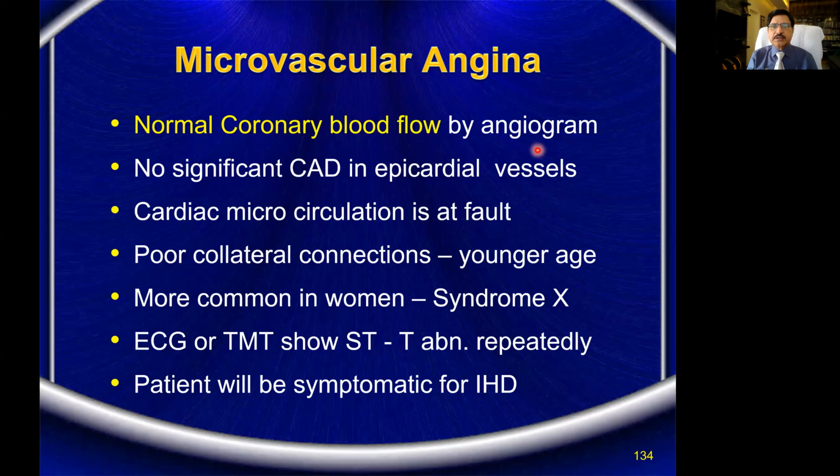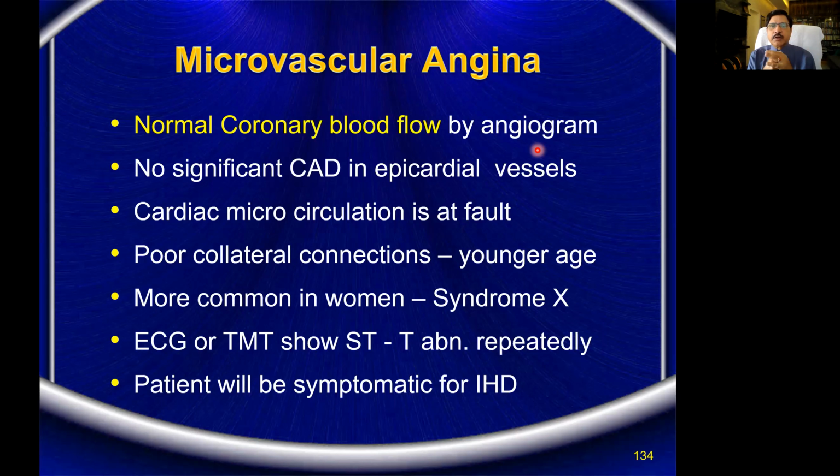Poor collateral connections. Younger patients. If the patient is older, what happens is the LAD tries to make friends with the LCX. The LCX tries to make friends with the RCA. So how do they make friends? There will be collaterals. If this is occluded, the flow comes from this side. If this is occluded, the flow comes from beneath. So for this sort of collateral circulation to develop, age is a factor. In a young man, the collaterals are not well developed. If any one of the blood vessels is occluded, then they will have a frank infarction.